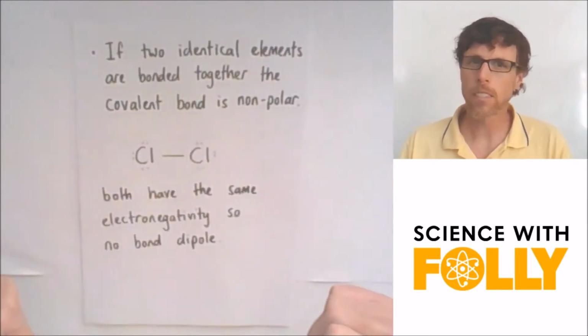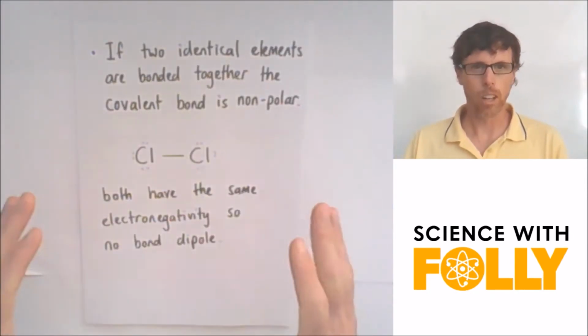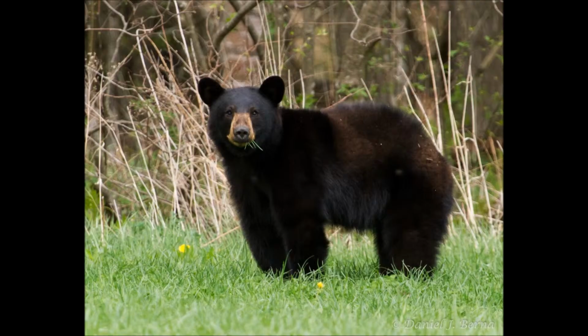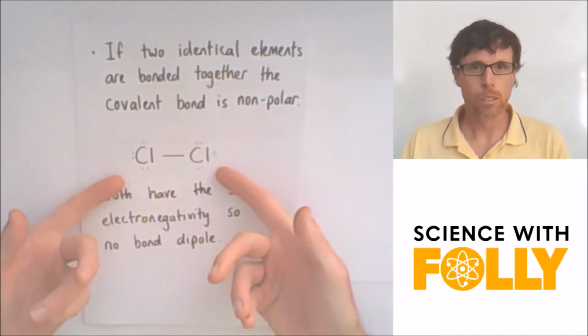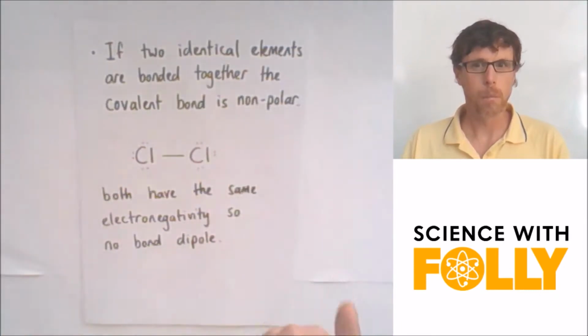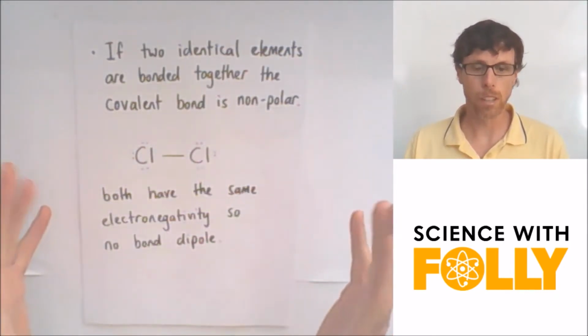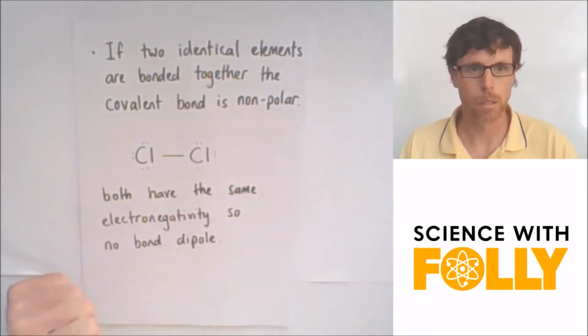However, when two identical elements are bonded together, the covalent bond is non-polar. In this example, two chlorine atoms bonded together. Because they both have the same electronegativity, there is no bond dipole and the bond is non-polar.